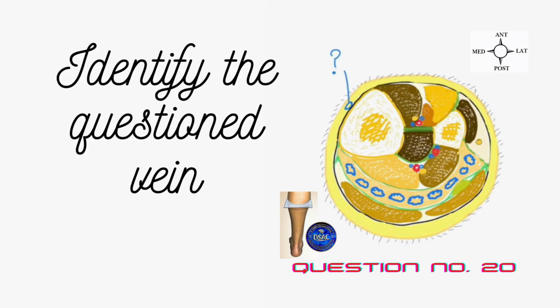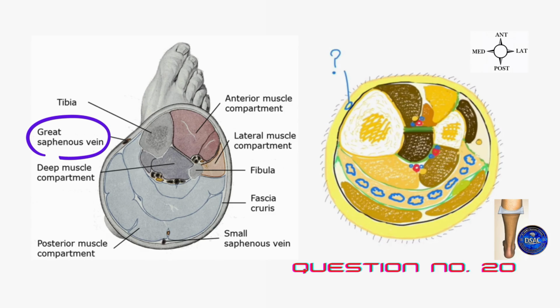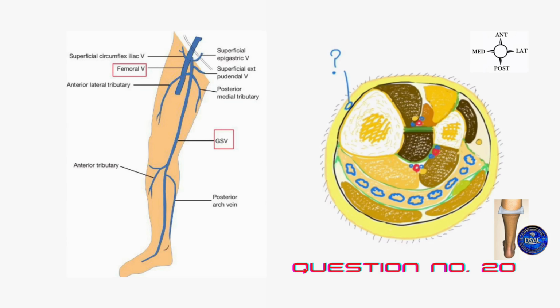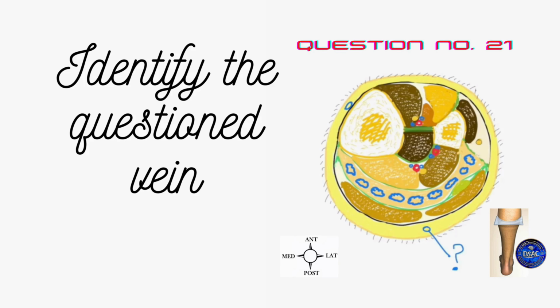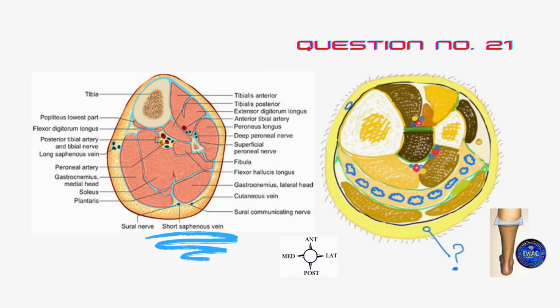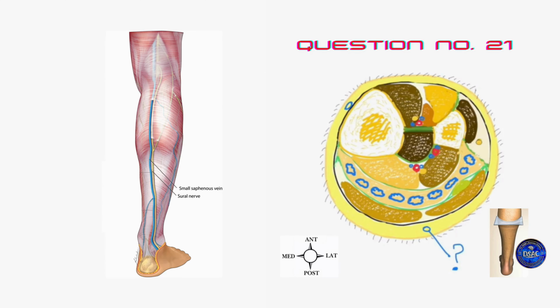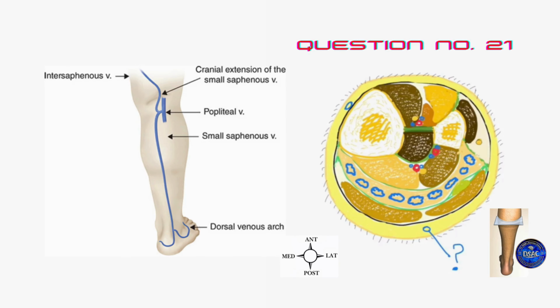Identify the questioned vein. This is the great saphenous vein, the longest superficial vein in the body, running along the entire inner length of the lower limb from the foot to the groin. Identify the questioned vein. This is the small saphenous vein, formerly known as the short saphenous vein. It is a superficial vein in the posterior leg that drains the lateral foot and calf, typically emptying into the popliteal vein.